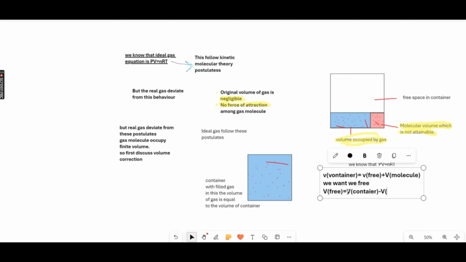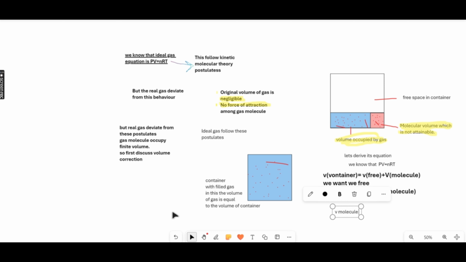V molecule is the molecular volume occupied by the gas, and we can write it as V molecule equals b, where the value of b is equal to 4Vm. And this is the volume correction.